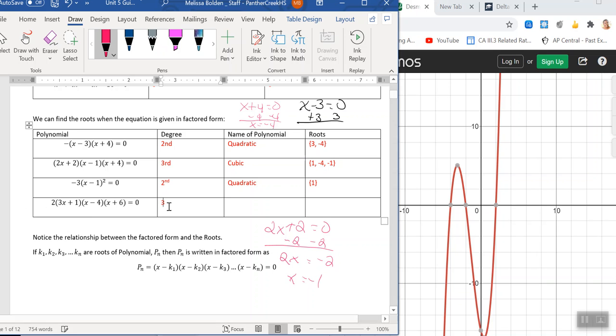So I have third degree. So therefore it's a cubic. And my roots are, be careful with that first root because we have to set that equal to 0. So we're going to get negative 1/3, 4, and negative 6.